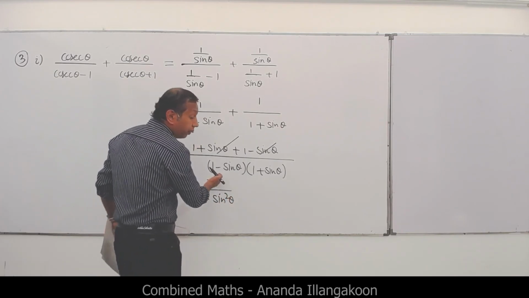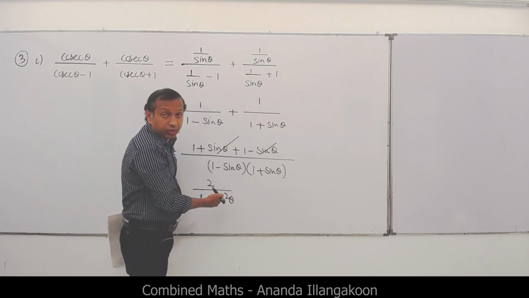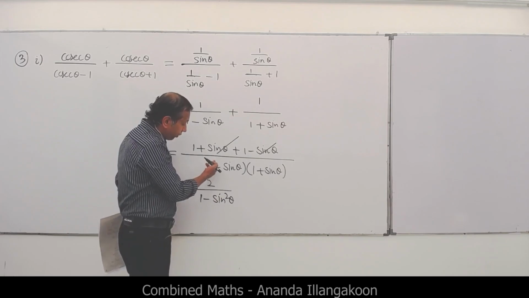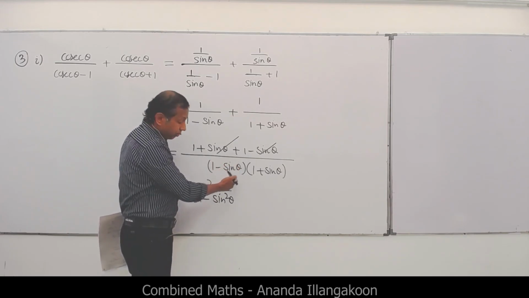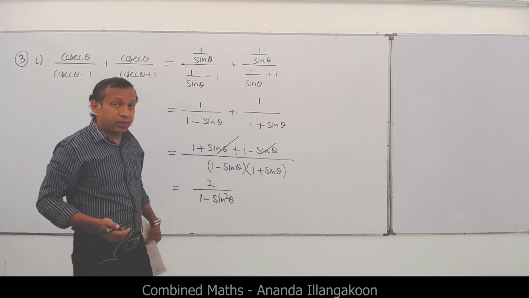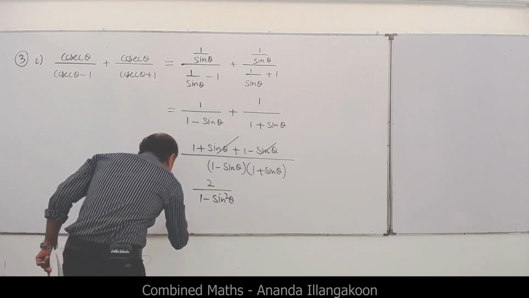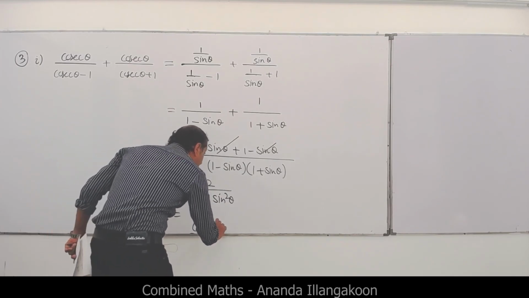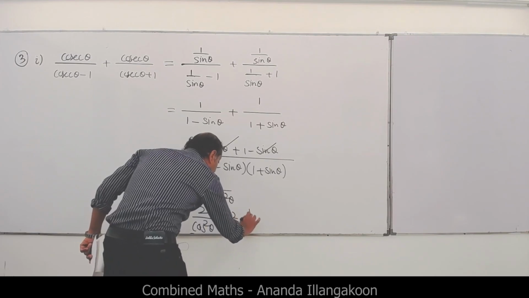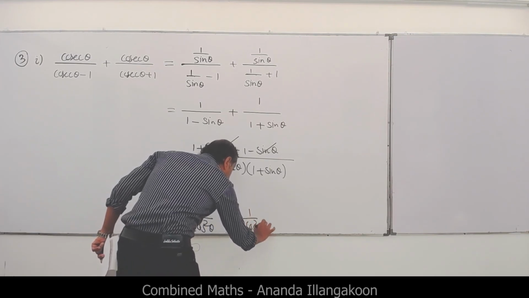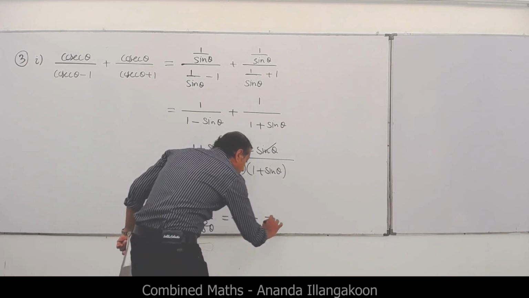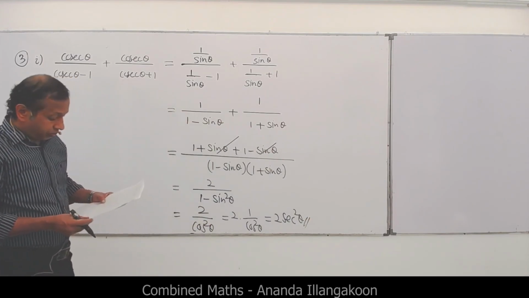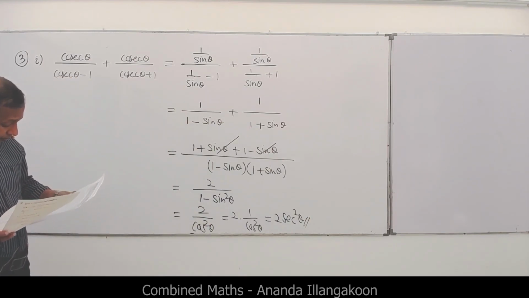Why? Here we have a minus b into a plus b, the factors of a difference of 2 squares. Then you can write it as 1 squared minus sin square theta. But you know 1 minus sin square theta is cos square theta, right? 2 over cos square theta means 2 times 1 over cos square theta. 1 over cos square theta means sec square theta. 2 sec square theta. That's the first answer. Number 2.